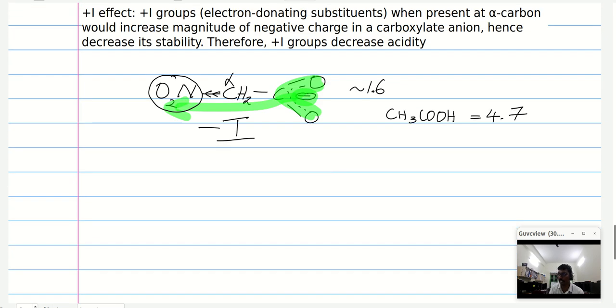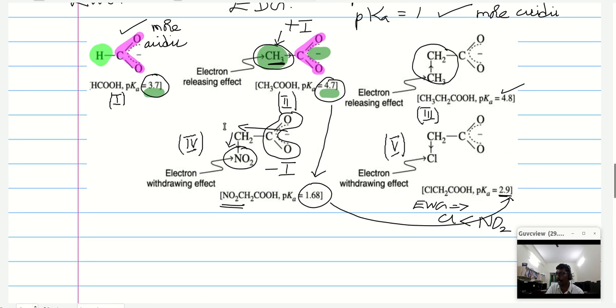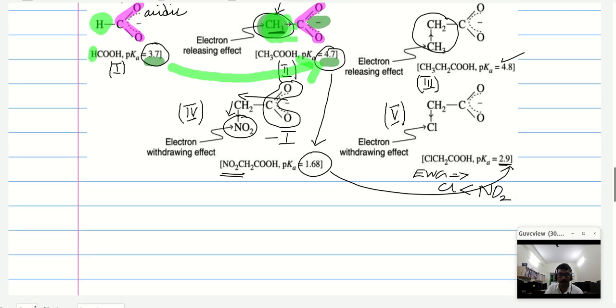So we saw that compared to formic acid, where you have an H group here, the moment you add a plus I group, which is a methyl group here, you see that there is a drastic effect. This actually decreases the acidity, which is reflected in terms of increased pKa value.